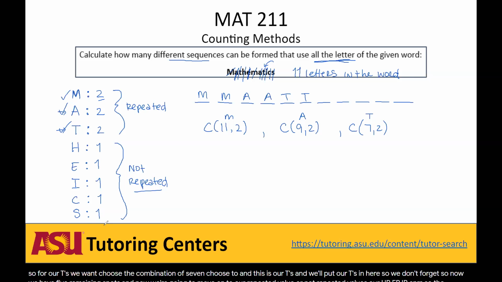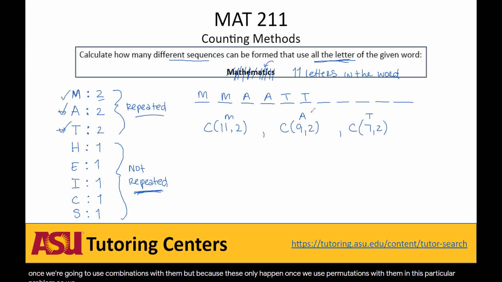So the remaining letters are non-repeats, and so the order matters for these because different sequences of these letters count as different arrangements. So we want to use a permutation in this case because these are not repeated. So the difference here is because these happen more than once, we're going to use combinations with them. But because these only happen once, we use permutations with them in this particular problem.